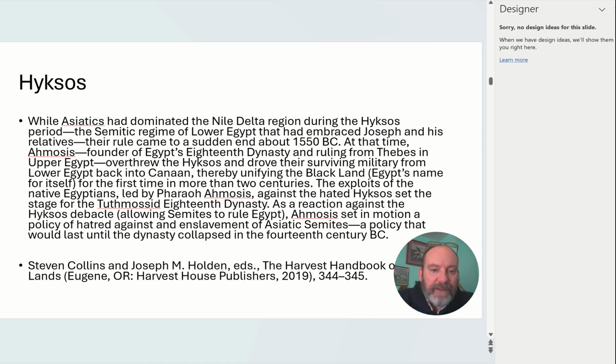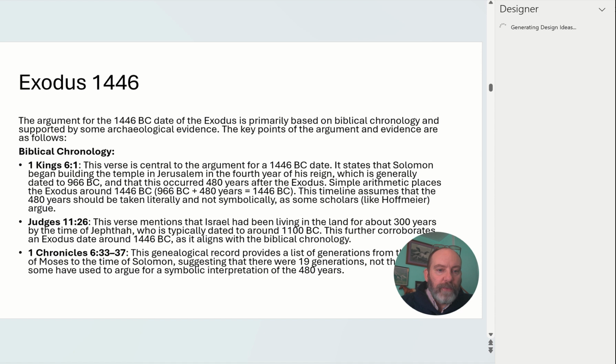The exploits of the native Egyptians, led by Pharaoh Ahmose, against the hated Hyksos, set the stage for the Thutmose dynasty, which is the 18th dynasty, as a reaction against the Hyksos debacle, and what they saw as allowing Semites to rule Egypt, which was a problem. Ahmose set in motion a policy of hatred against the Asiatic Semites and enslavement of those Semites, a policy that would last for the dynasty until the dynasty collapsed in the 14th century BC. So that becomes the policy. We now hate Semites, so we deal with them differently.